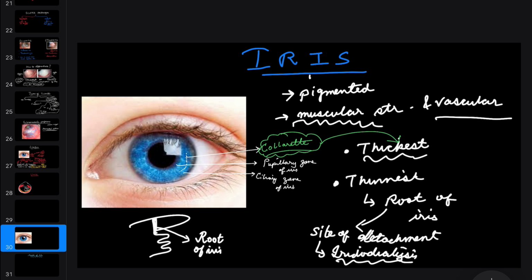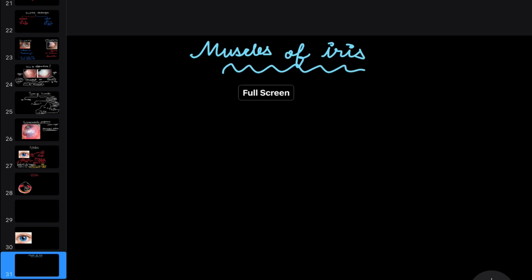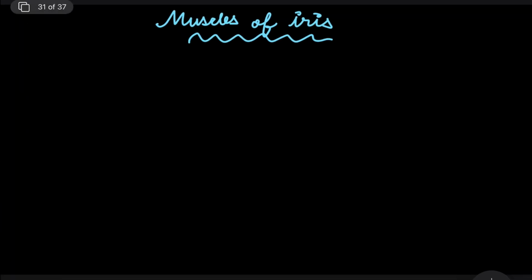The iris is as a whole contracting or expanding, which means the iris has muscles, and that is why it's a muscular structure. This brings us to this very easy topic: what are the different muscles in the iris? There are only two muscles in the iris, and it could not have been easier. Even you can guess them without knowing them.